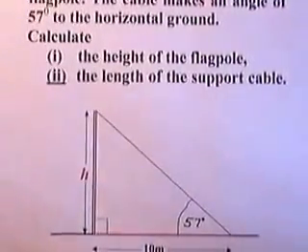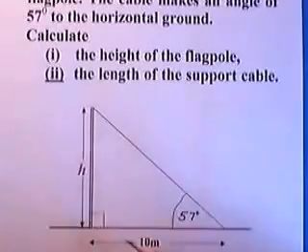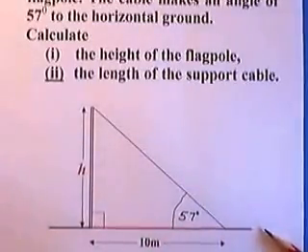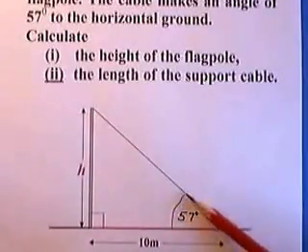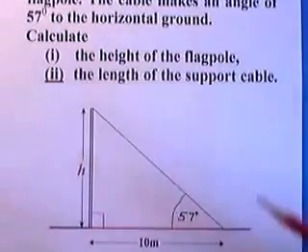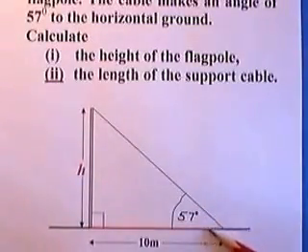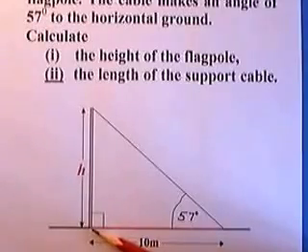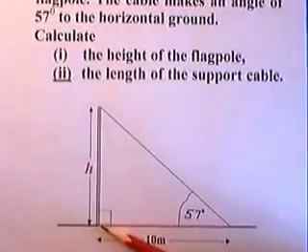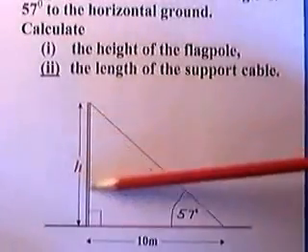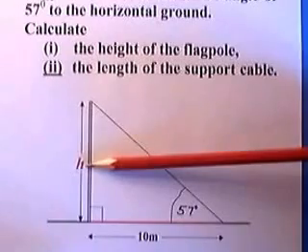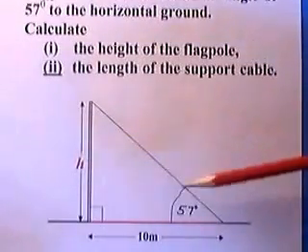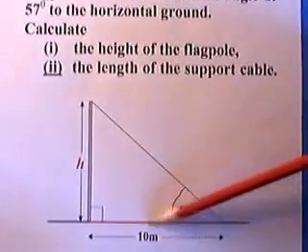There is the flagpole. There is the horizontal ground. Here is the support cable from the top of the flagpole to the ground, making an angle of 57 degrees to the horizontal ground, and it's fixed in the ground at a distance of 10 meters from the base of the flagpole. Now I have called the height of the flagpole h, which is what we're being asked to find. We do not know this length h, we're being asked to find it. Well, we've got one angle, we know the length of one side, we can use trigonometry.